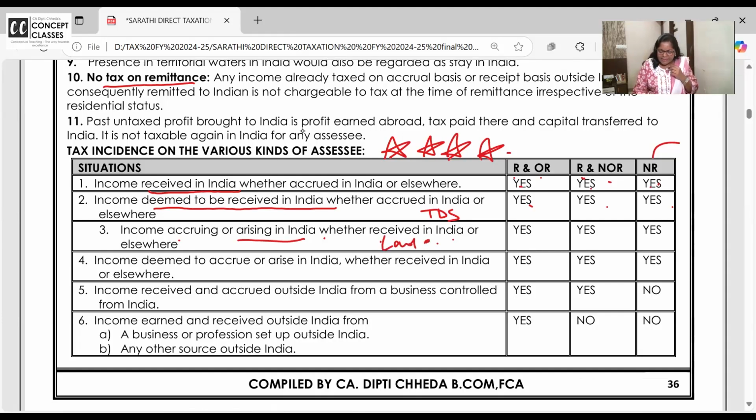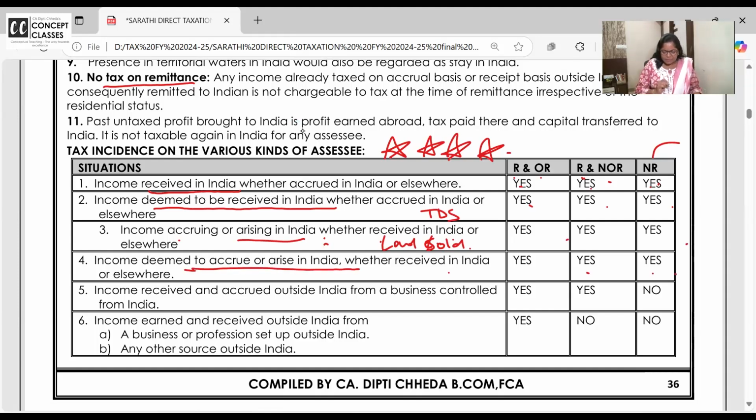You can write the example, land sold. Write the tagline because you have heard my class. If you write "land sold", you will remember. Yes, Deepti ma'am had told us. London person selling property to Sri Lankan buyer. Income deemed to accrue or arise.